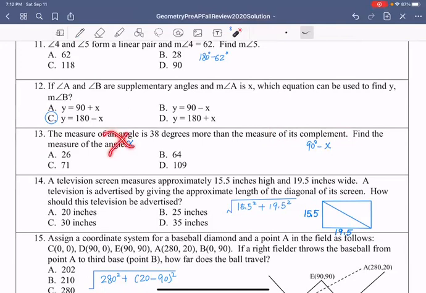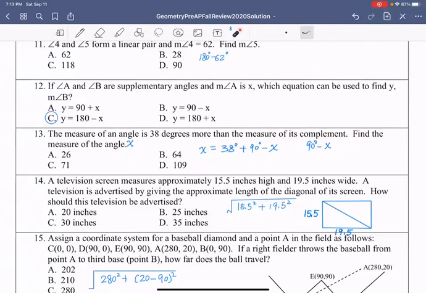The angle is 38 degrees more than this. So X equals who? 38 plus 90 minus X, correct? Does this equation make sense to this sentence? Yeah. Okay, now can you solve X?